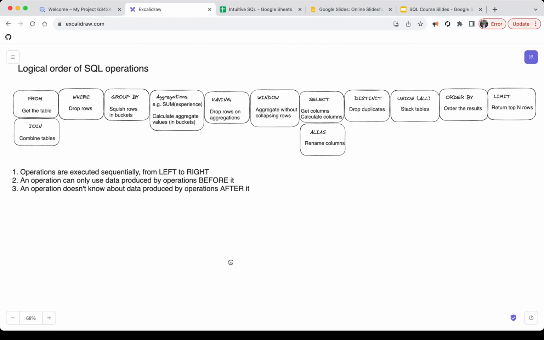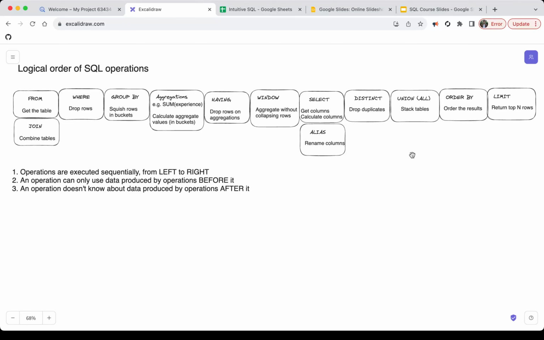What this means in practice is that if you take any of these components, for example, the having component, you already know that having will have access to data that was produced by the operations that are to its left. So aggregations, group by, where, and from. However, having will have absolutely no idea of information that is produced by the operations that follow. For example, window or select or union, and so on.